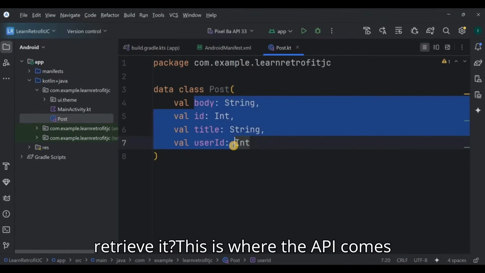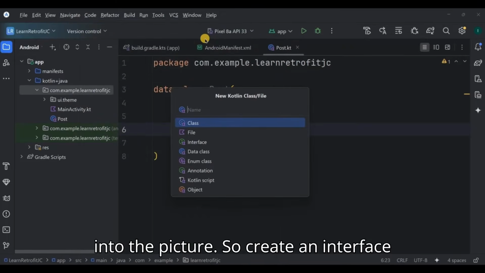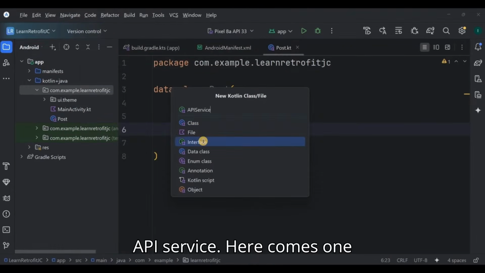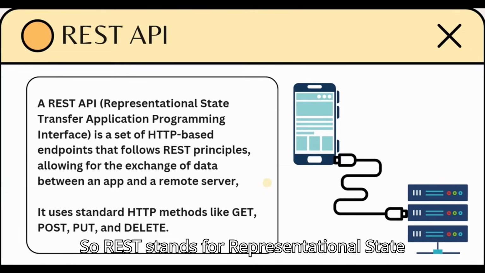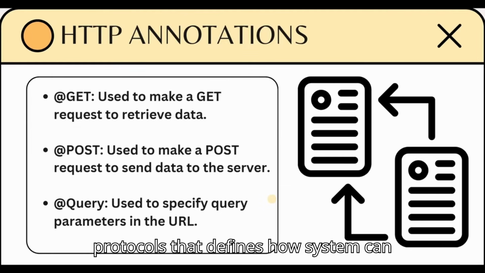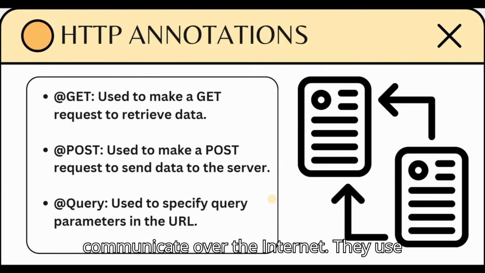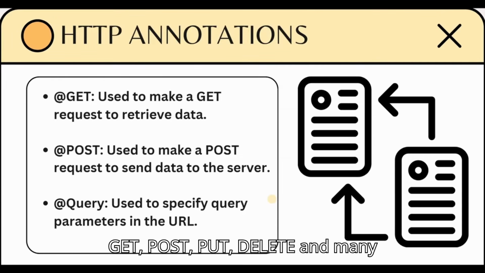Next, how do we retrieve it? This is where the API comes into the picture. So create an interface, APIService. Here comes one more concept, that is REST API. REST stands for Representational State Transfer. It's a part of API that basically has a set of HTTP-based protocols that defines how systems can communicate over the internet. They use HTTP methods or annotations like GET, POST, PUT, DELETE, and many more.